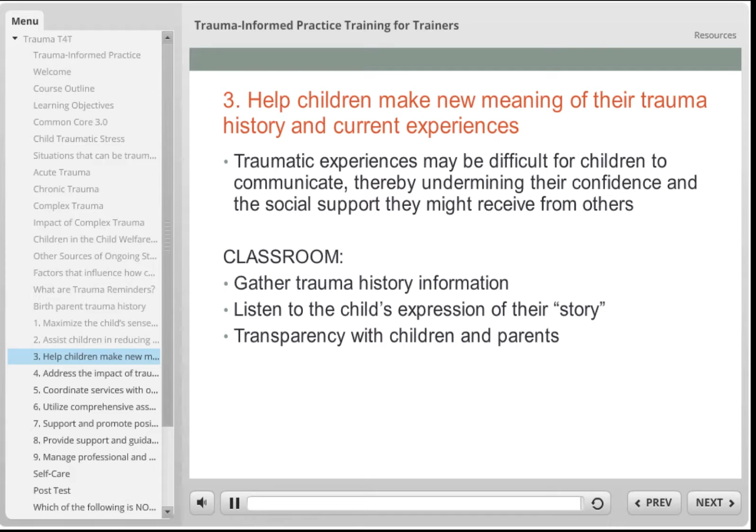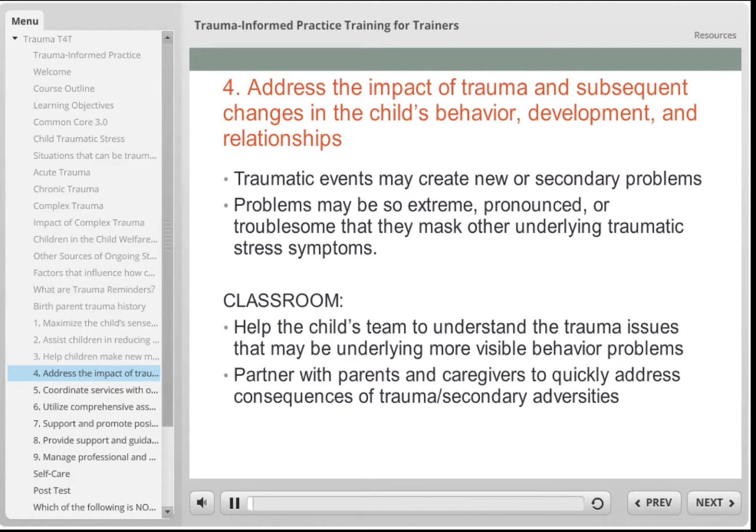Number 4, address the impact of trauma and subsequent changes in the child's behavior, development, and relationships. Traumatic events can affect many aspects of the child's life beyond the initial trauma response and may create new or secondary problems. The effects can include difficulties in school and relationships, or health-related problems and substance abuse. Problems in these areas may be so extreme, pronounced, or troublesome that they mask other underlying traumatic stress symptoms.